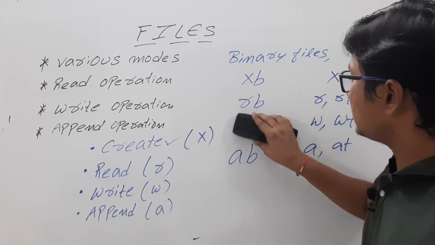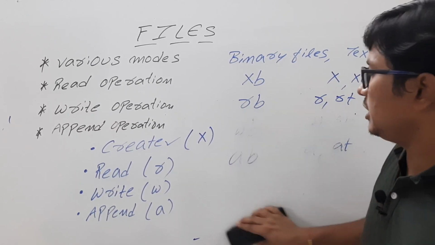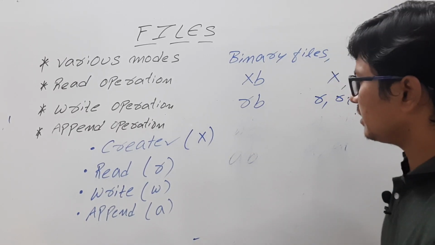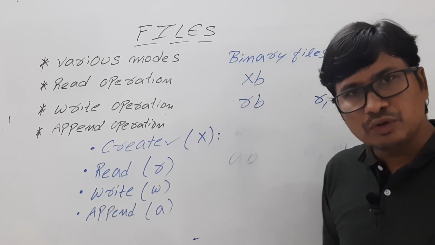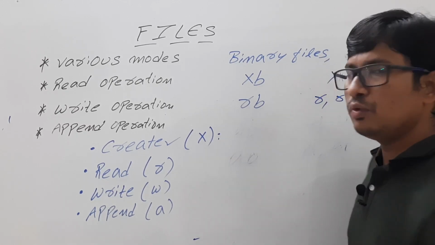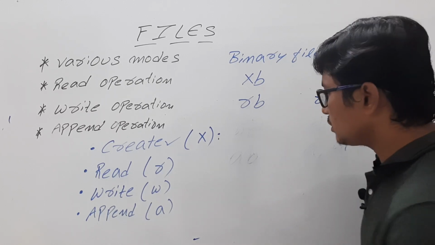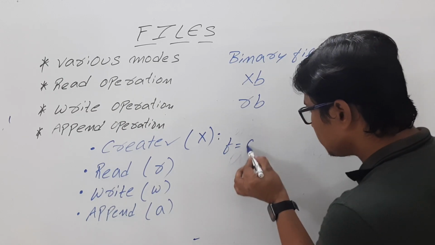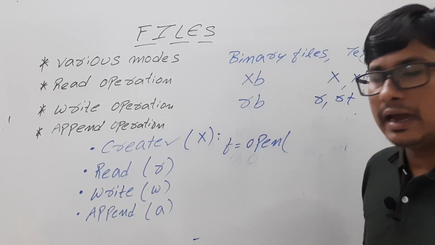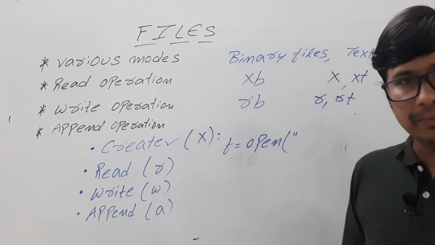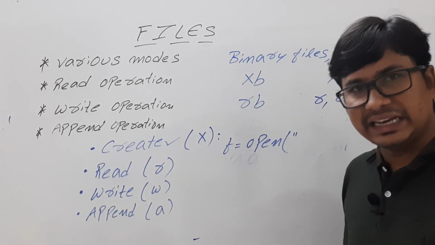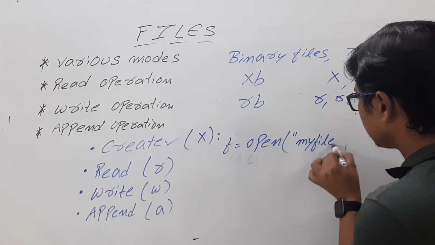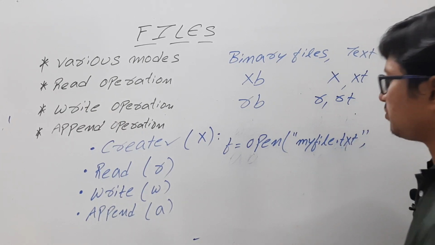Okay, so now let me erase this one so that I can use this space to discuss all these four modes in detail. Now coming to the create. Look at here. Suppose I want to open a file by creating it. So I will use a file object, any name you can give, and I will specify the open, and then the open will take two parameters. One is the file with an extension, suppose I'm writing myfile.txt, I'm working with a text file.